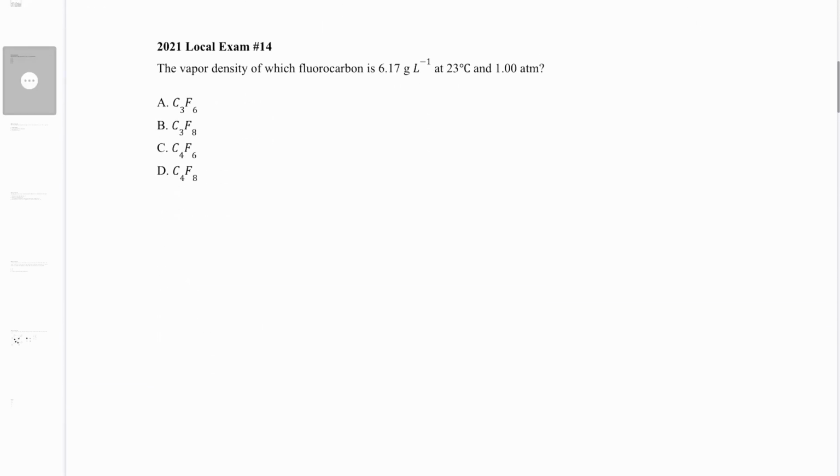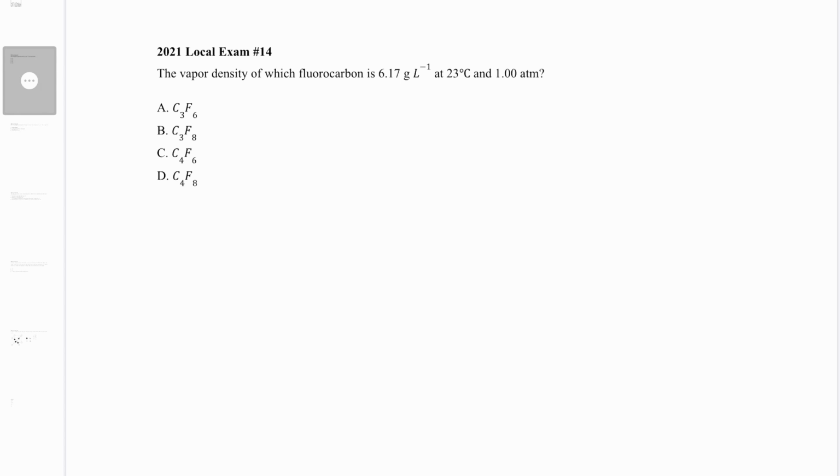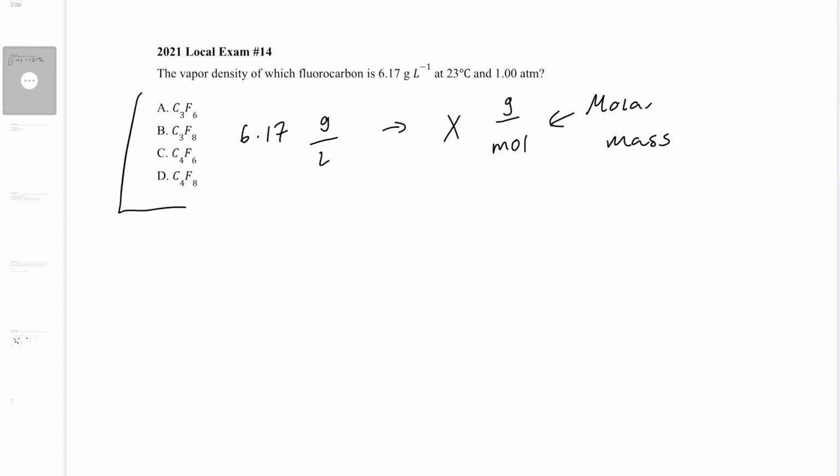The vapor density of which fluorocarbon is 6.17 grams per liter at 23 degrees Celsius and 1 atmosphere of pressure? So we have 6.17 grams per liter. We would preferably want this in grams per mole. The reason this helps us is because that is just the molar mass. We can just see if the molar mass of our four options matches the molar mass we calculate. So how do we get the liters into moles?